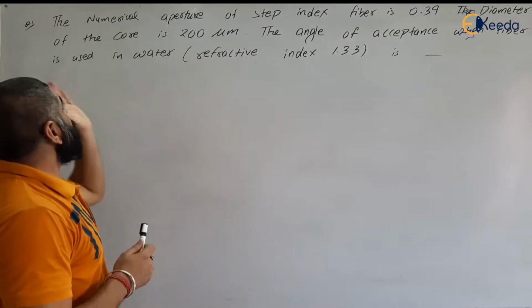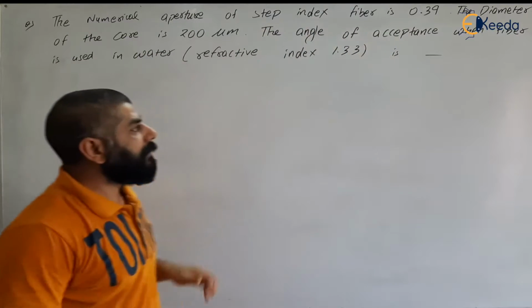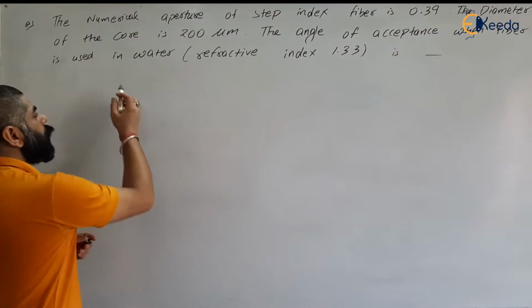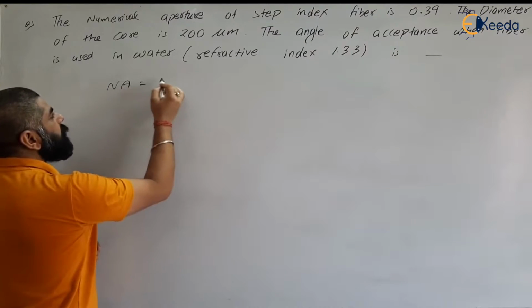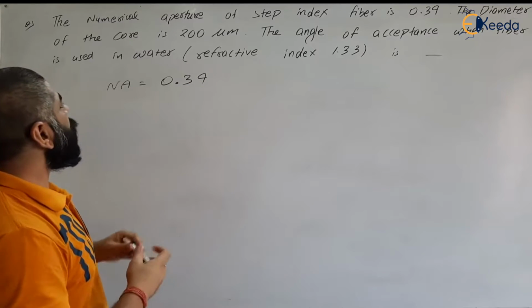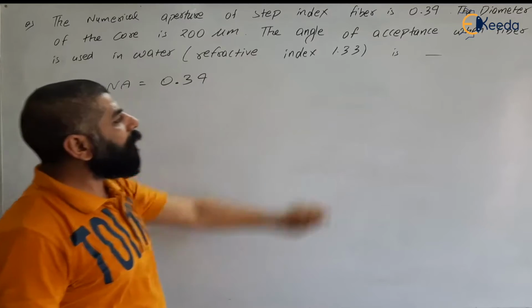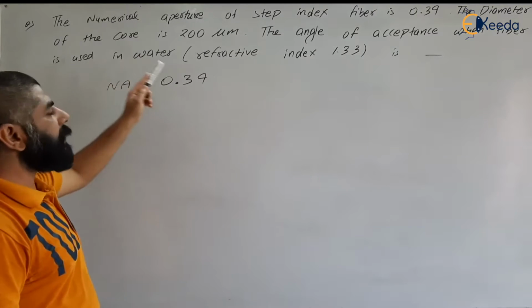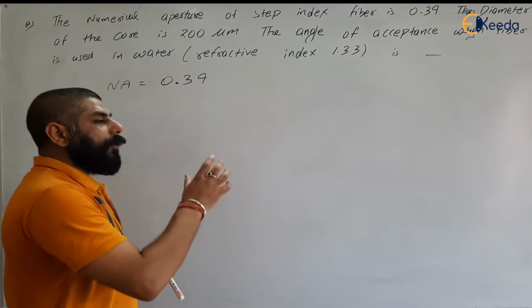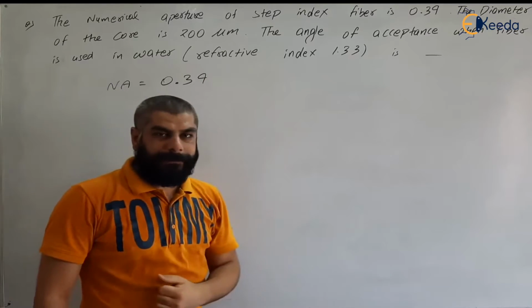The problem says the numerical aperture of a step index fiber is 0.39. So the numerical aperture of the optical fiber is given as 0.39. Now the diameter of the core is 200 micrometer. The angle of acceptance when the fiber is used in water: if that optical fiber is placed in water, then what will the acceptance angle be?